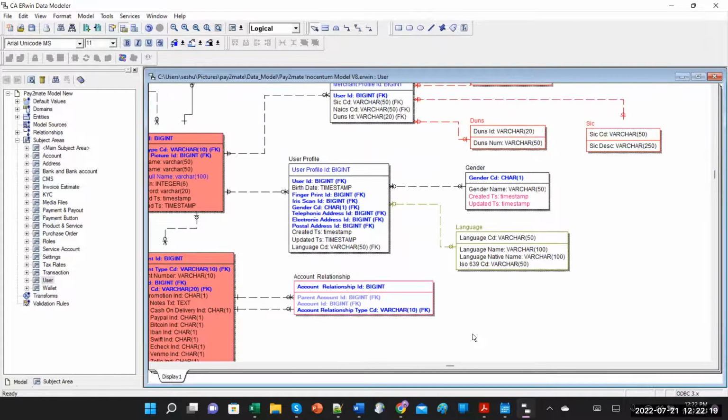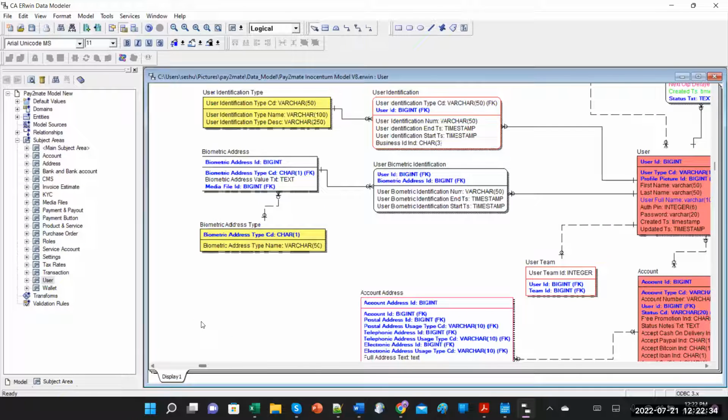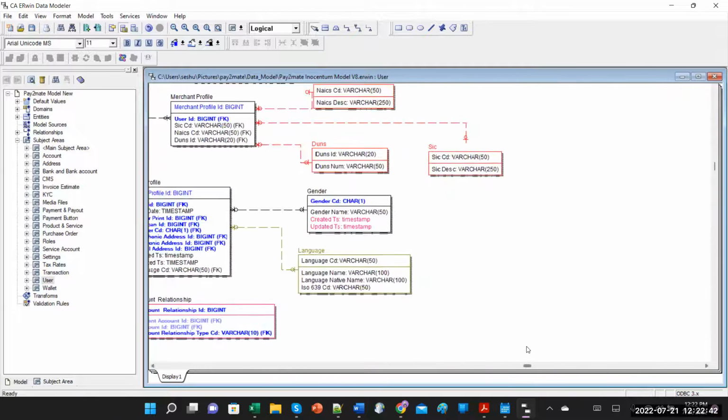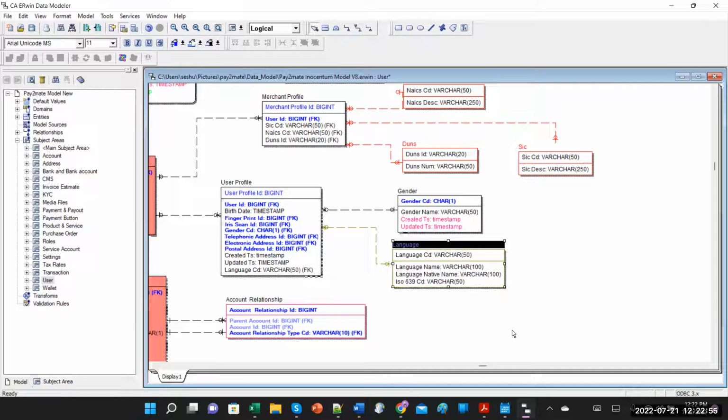So a user profile will have a gender, a language, an iris scan, an ID, and the gender. All these things are kept in the user profile itself. This user biometric address probably is not required because it's already there. So we'll see how this goes. Because in the user profile, what is happening here is only one item we are linking, because the user profile gets only one item.